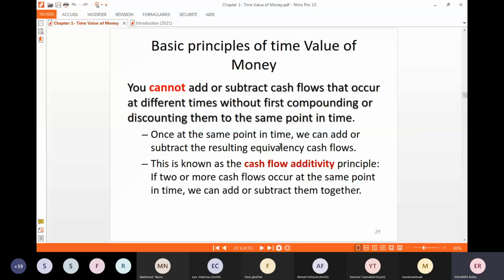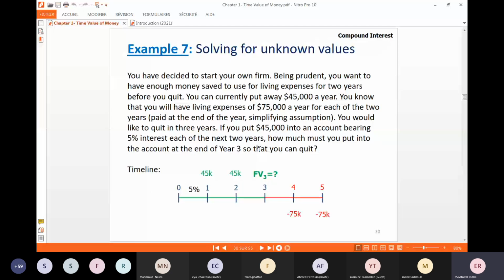Let's take an example to better understand how to solve for unknown values if we have different cash flows that occur at different times. Suppose you have decided to start your own firm. Being prudent, you want to have enough money saved to use for living expenses for 2 years before you quit. You can currently put away $45,000 a year. You can save at the end of each year $45,000.